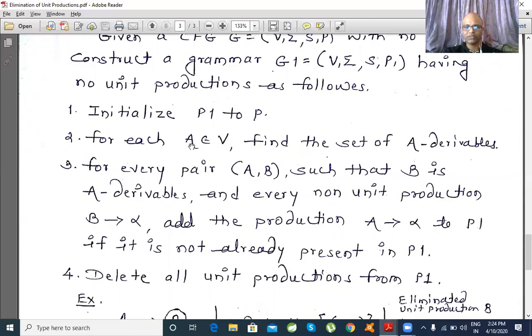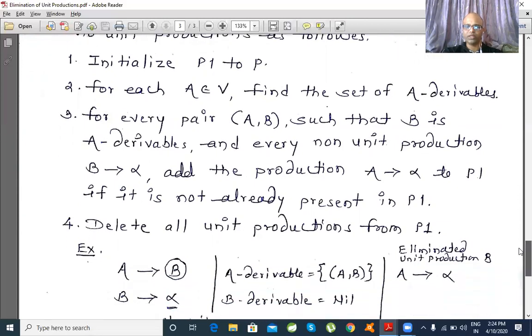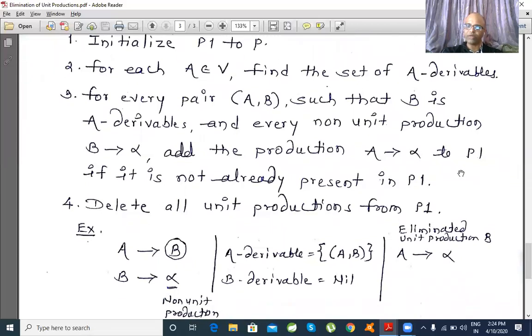Now for every A which belongs to the non-terminals, find the set of A derivables. The way we did just now, we need to find out within P the A derivables, keeping in mind all the non-terminals which exist within a given P. Now what is step number 3? Step number 3 is for every pair such that B is A derivable, and every non-unit production B to alpha, add the production A to alpha to P1 if it is not present in your P1 production.